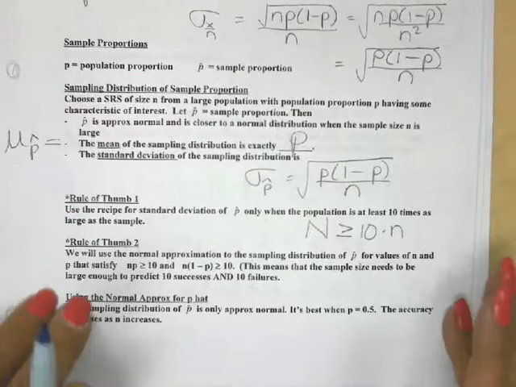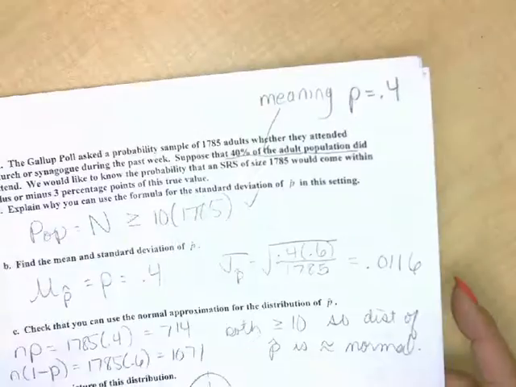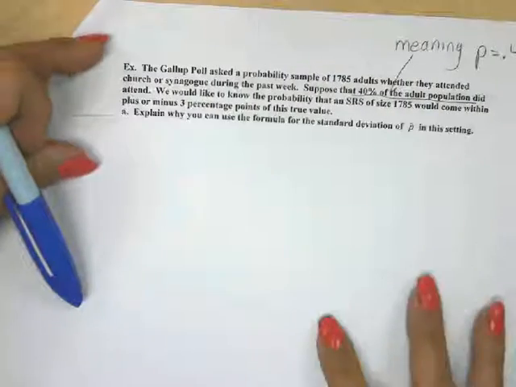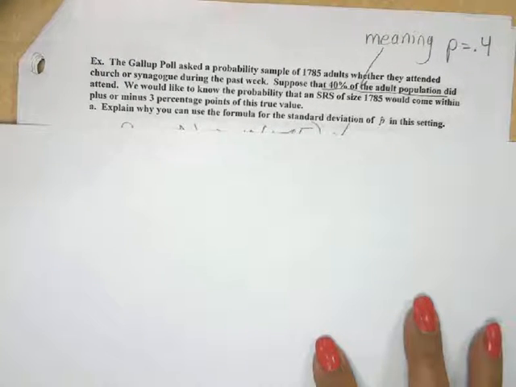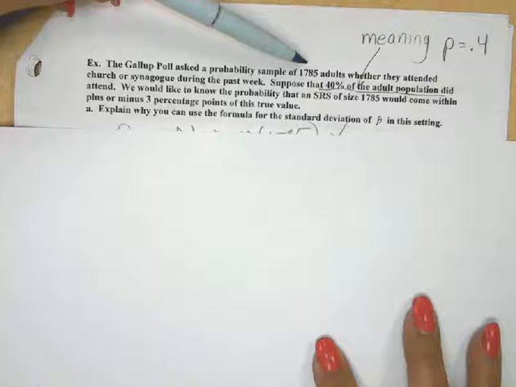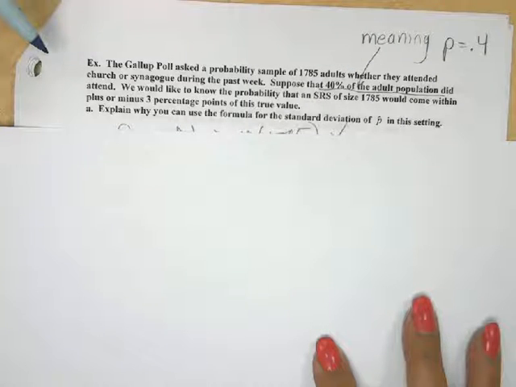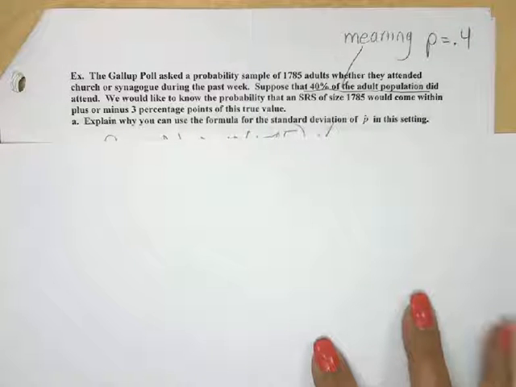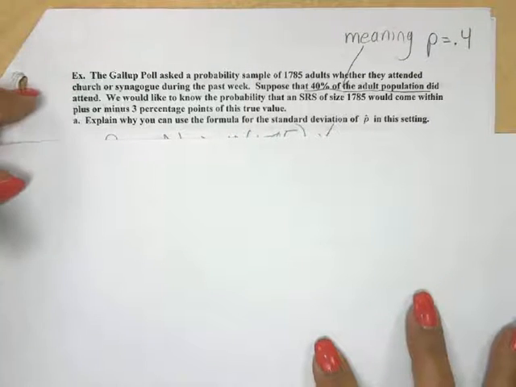Now let's turn the page. So I have an example. And in the example, we have the Gallup poll asked a probability sample of 1,785 adults whether they attended church or synagogue during the past week. And this comes directly out of an example or a question from your book. So it sounds like kind of an odd number of people to sample, but I just wrote down what your book said from their sampling.